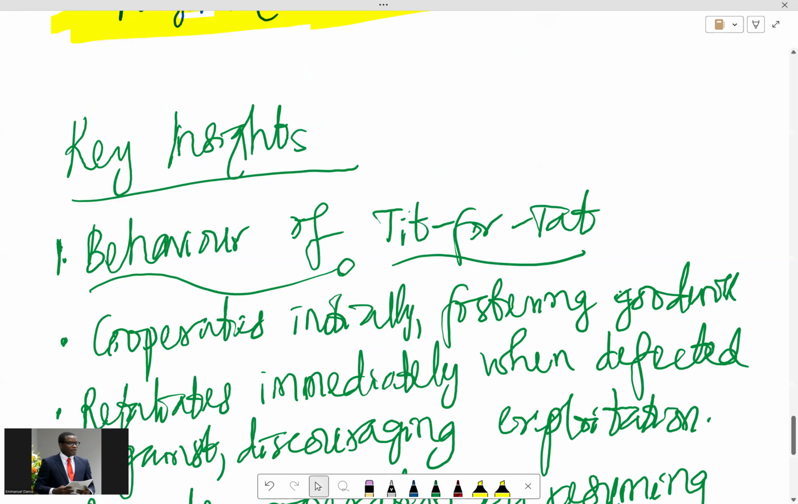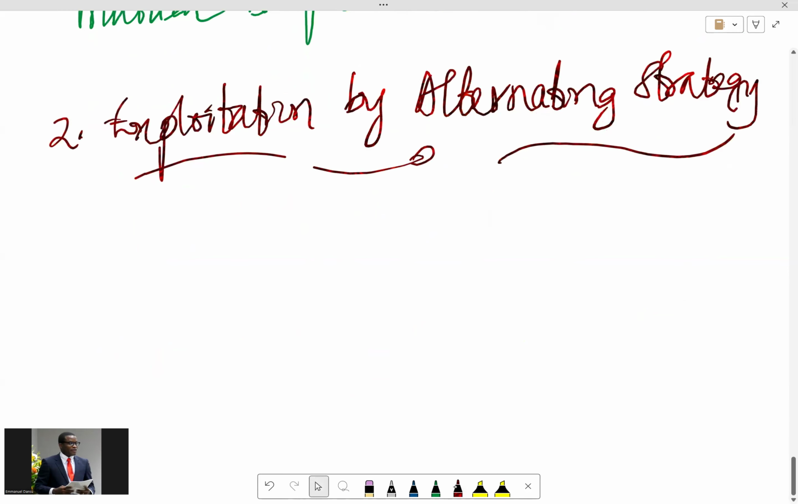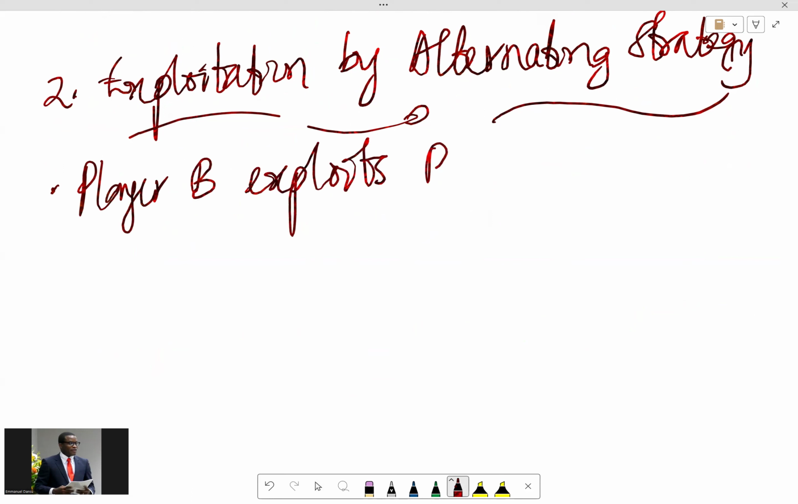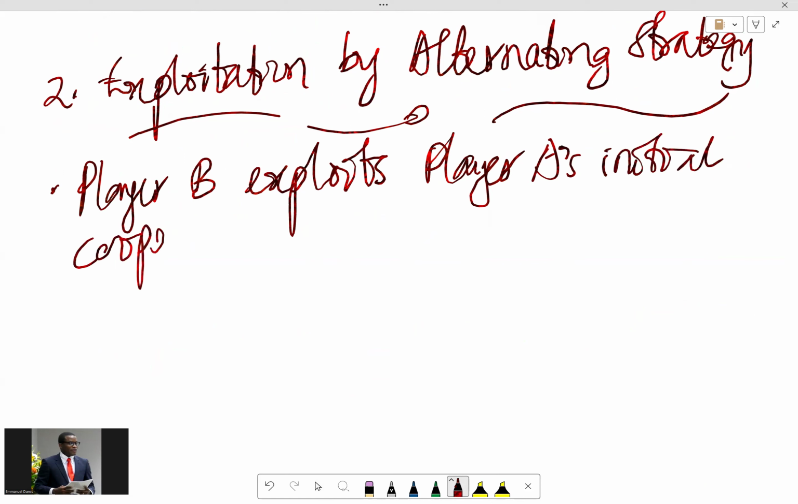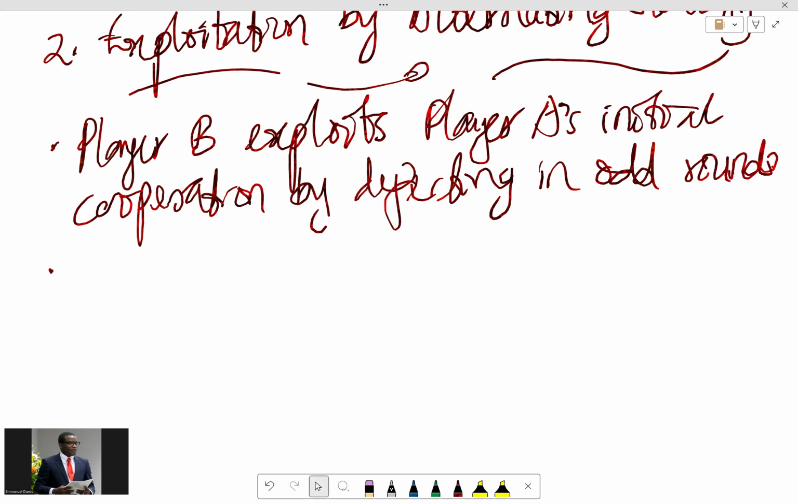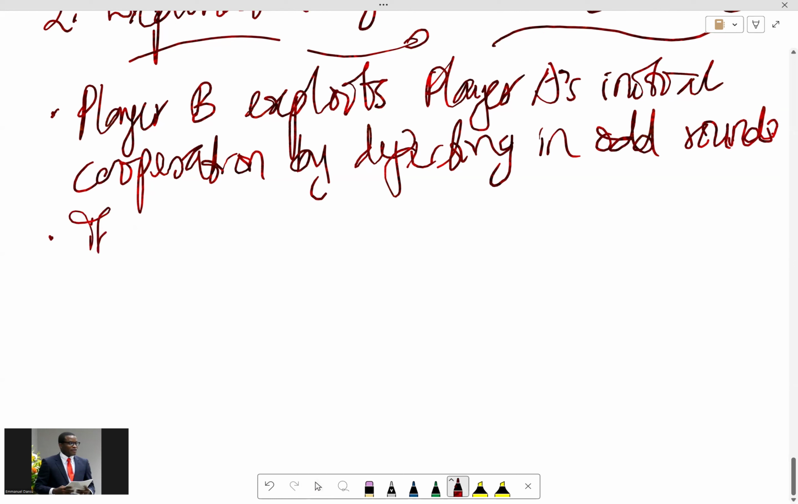Okay, so here, what do we have? You see that player B exploits player A's initial cooperation by defecting in odd rounds. So first round it defects, third round it defects, fifth round it defects. So this strategy leads to exploitation.